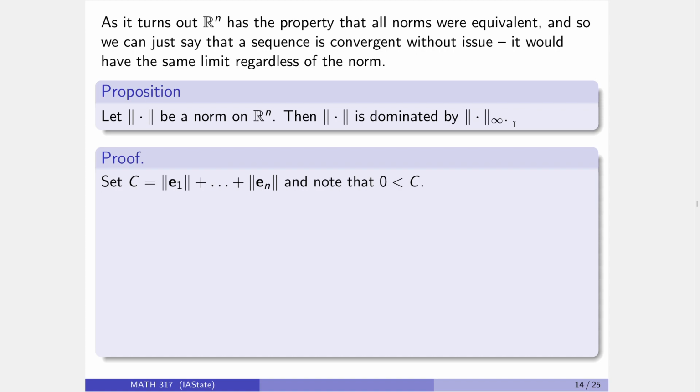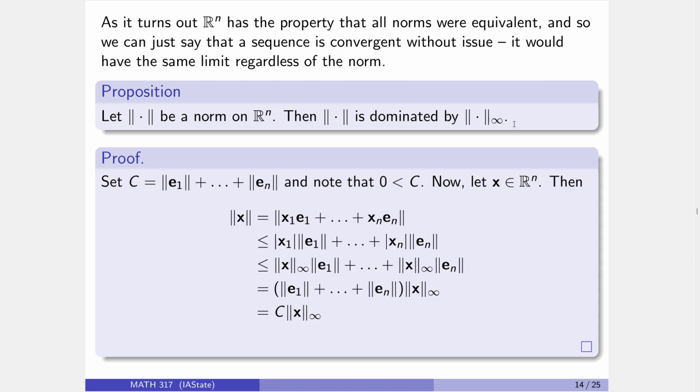Alright, so step one, we're going to prove that any norm is dominated by the infinity norm. So we'll set C equal to the sum of the standard basis elements' norms, and note that this has to be positive. The standard basis elements are non-zero, so whatever norm you have, those lengths need to be non-zero, so I have a sum of non-zero, strictly positive things.